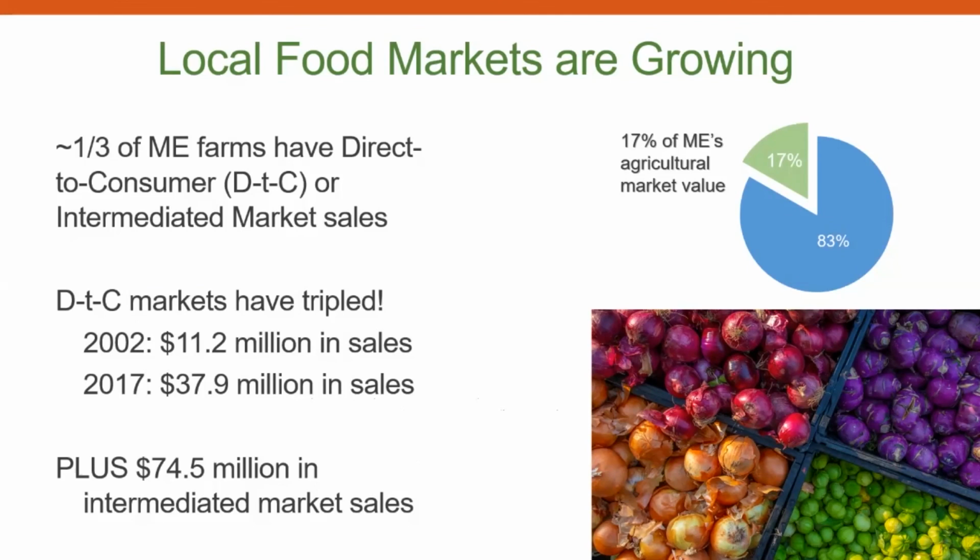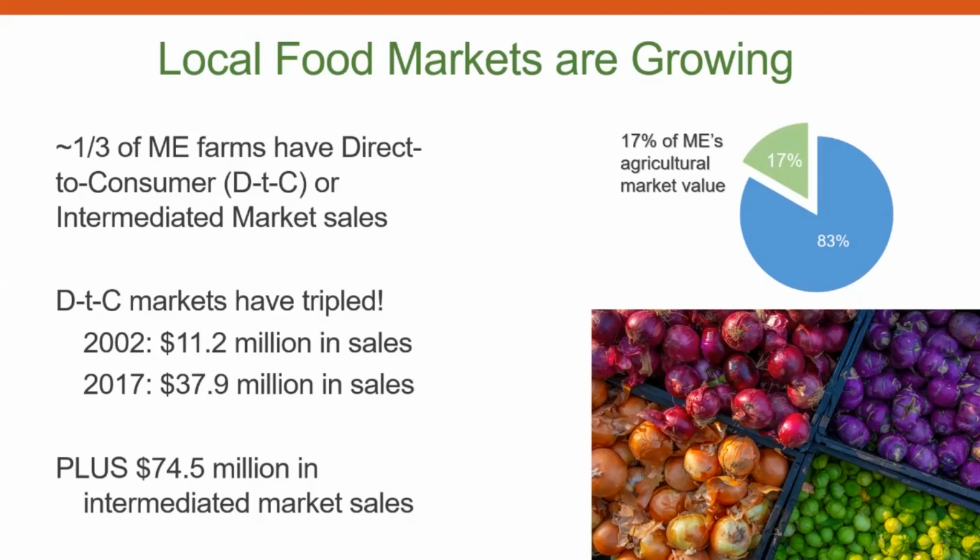And so today, about a third of Maine farms have direct-to-consumer, or DTC, and intermediated market sales. Intermediated market sales are the food hubs and institutions and restaurants and so on. Direct-to-consumer sales have tripled, basically in this century, and the intermediated have a really strong economic impact. Expanding these opportunities requires planning and foresight, and it will require more infrastructure and cultivating community support for agriculture.